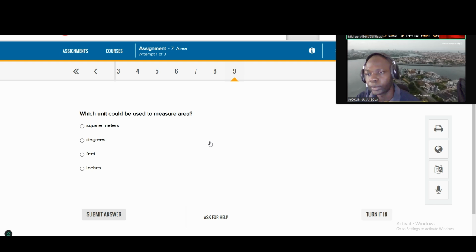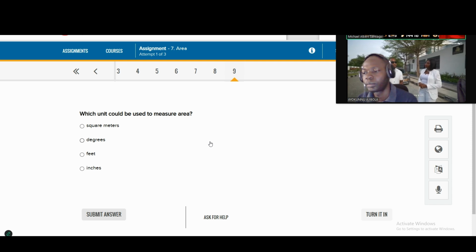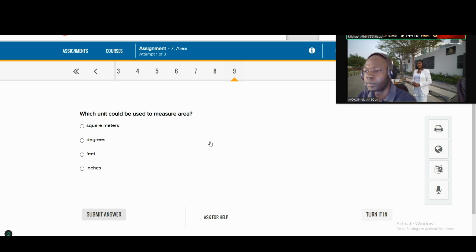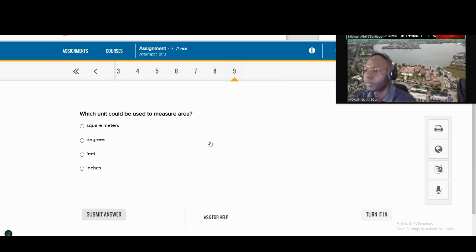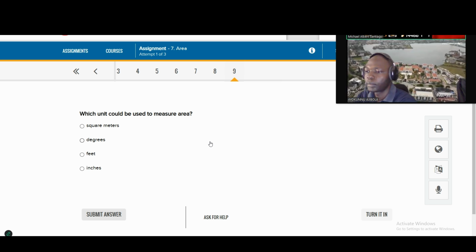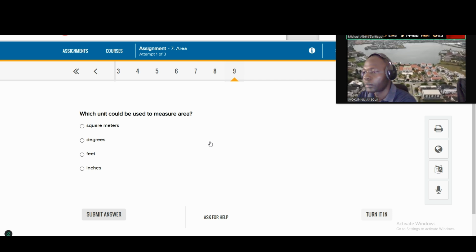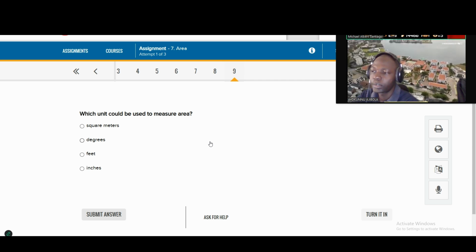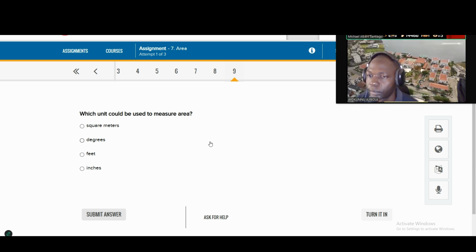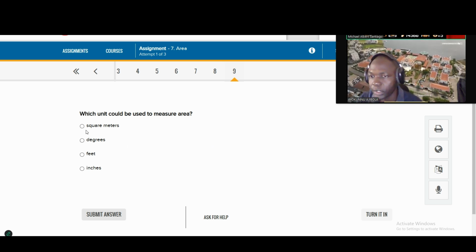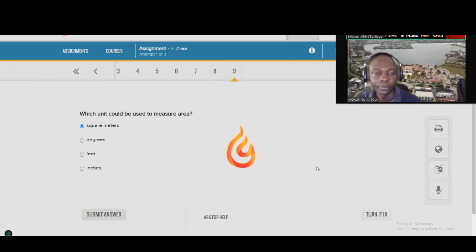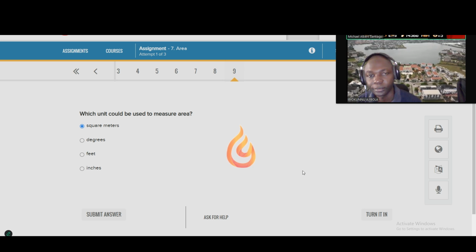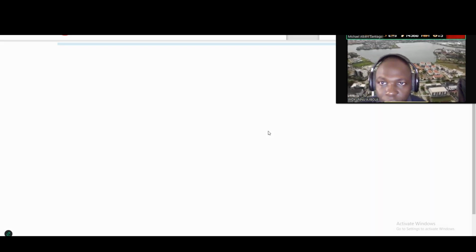And the last question before we round up. Read this question. Which unit could be used to measure the area? What's your answer? Square meters, okay? Exactly. Okay. So we've answered all the questions.